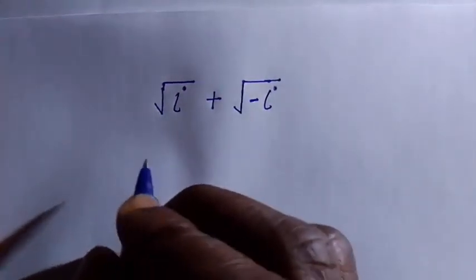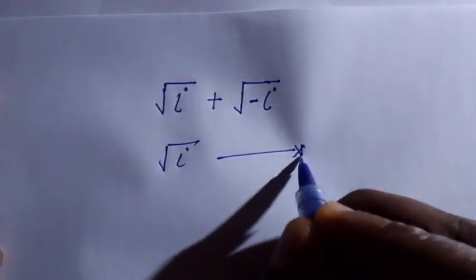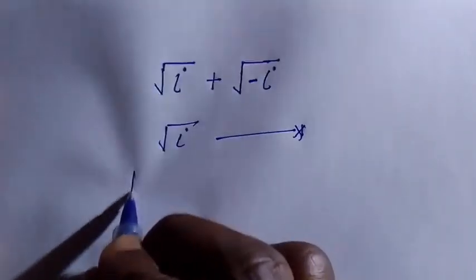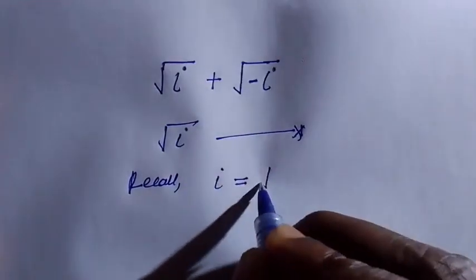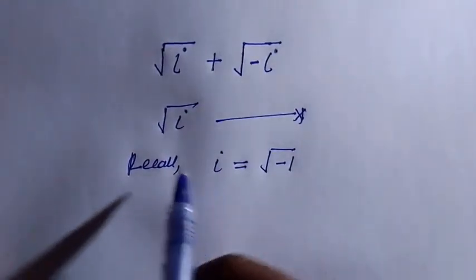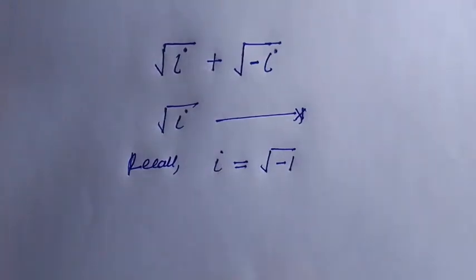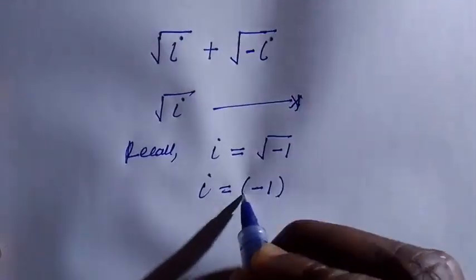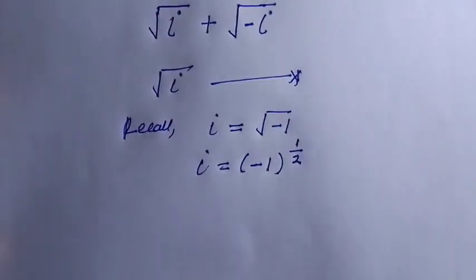Suppose I consider the first one, which is the root of i. I'm going to obtain this value separately and that value separately. When we recall that for every i, it is given as the square root of minus 1, then i equals the square root of minus 1. We can also write this as i equals minus 1 raised to the power of 1 divided by 2, which is still the same, because root is just like the power of 1 over 2.